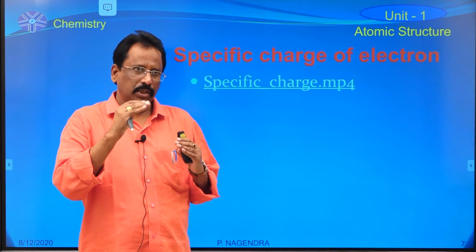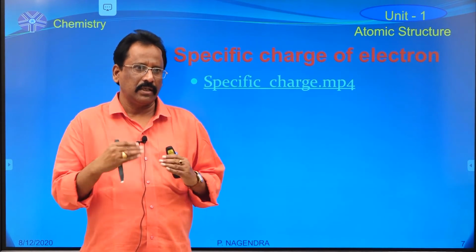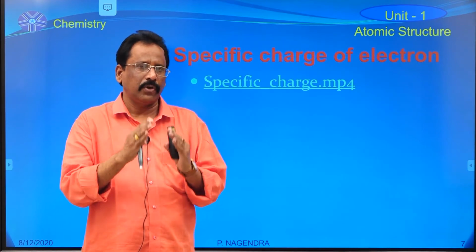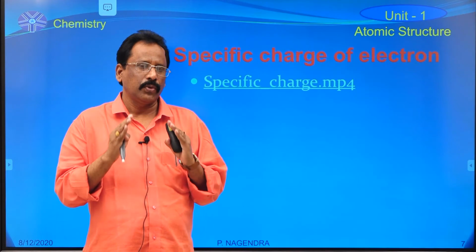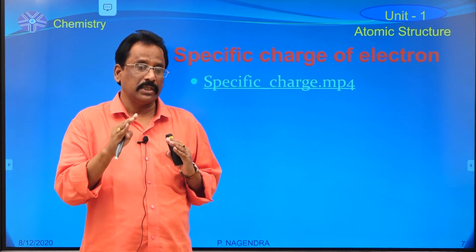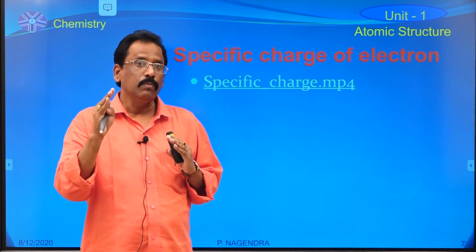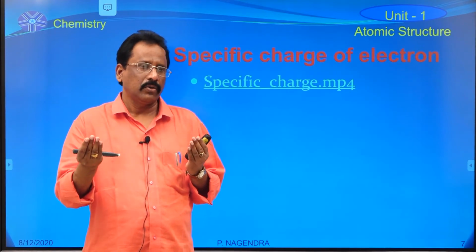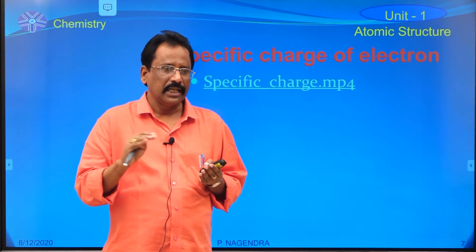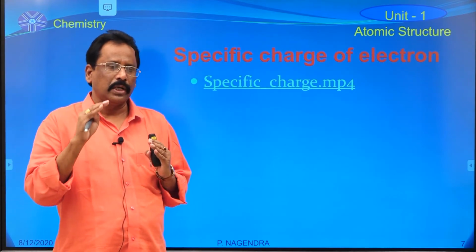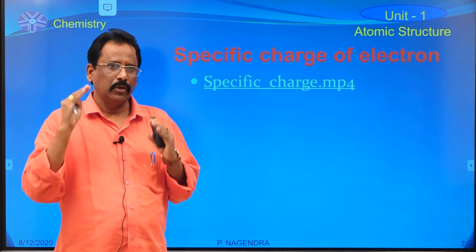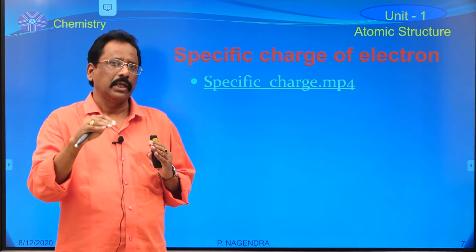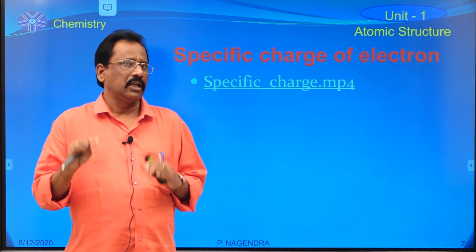If you change the nature of the gas in discharge tube, the specific charge of the electron is uniform for all gases. Its value is minus 1.76 into 10 power 11 coulomb per kilogram, if the charge of the electron is expressed in coulombs. Now e by m value of the electron is minus 1.76 into 10 power 11 coulomb per kilogram. If you know the charge of the particle like electron in coulombs, it is possible to calculate its mass also.